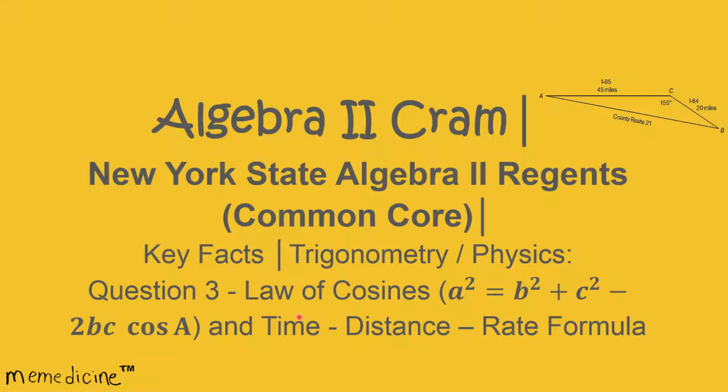Question 3, Law of Cosines. A squared equals b squared plus c squared minus 2bc cosine A, and the time, distance, rate formula.